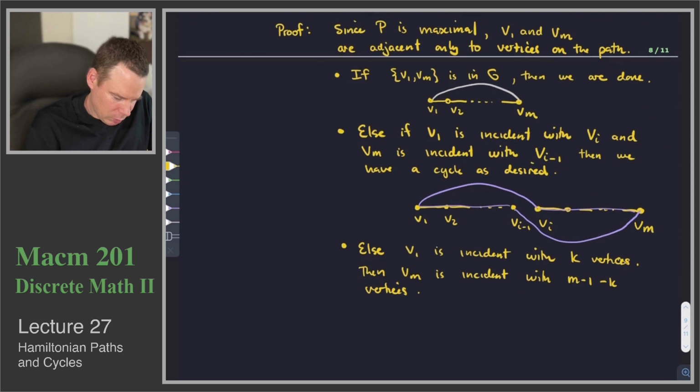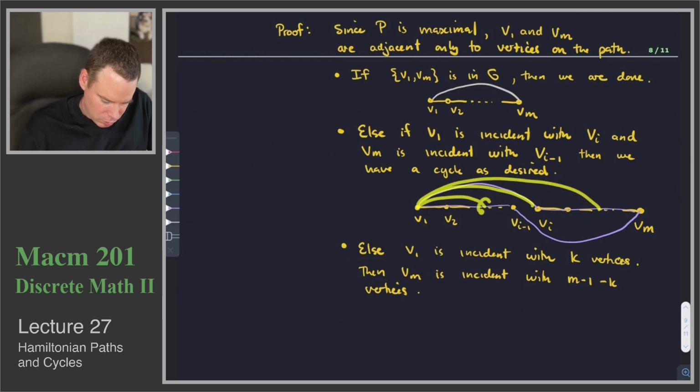Well, let's think about the previous case. V1 is adjacent to Vi. In this last case, we are assuming that Vm is not adjacent to the one prior to it. So of all of the ones that V1 is adjacent to, we were thinking of k of them here, the ones prior to it, Vm is not adjacent to. So Vm is not adjacent to that one, that one, that one. No, that was adjacent there. So it's not adjacent to that one.